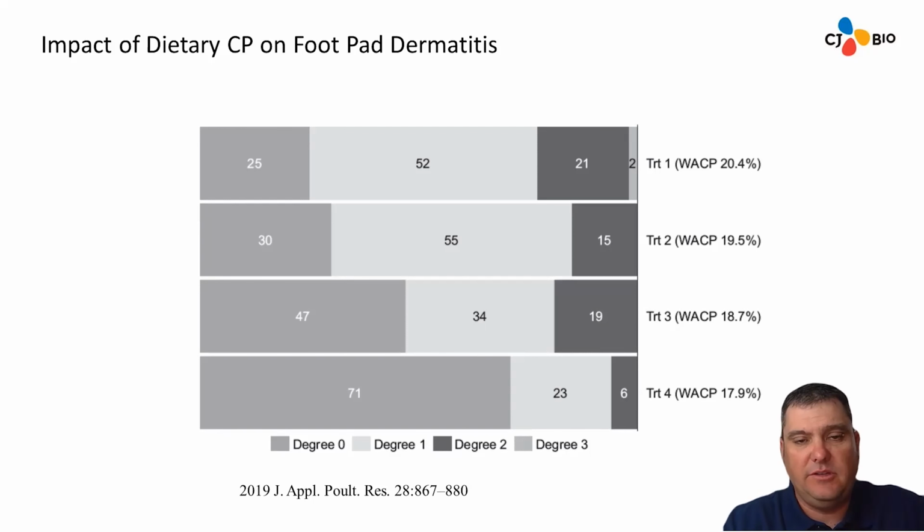So this is as opposed to an average score, it shows you the profile. So on our control diet, we have 25% of the birds showing no lesions. However, as we decrease that crude protein down to 18%, 71% of the birds were showing evidence of no foot pad lesions. So you see the shift from ones and twos down to zeros as we see the reduction in crude protein take place.